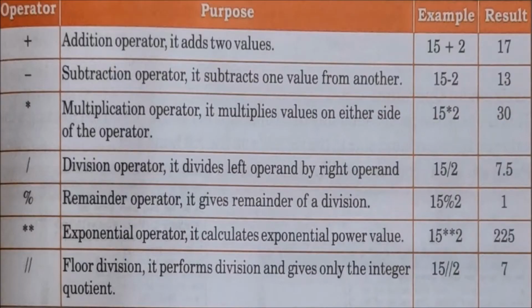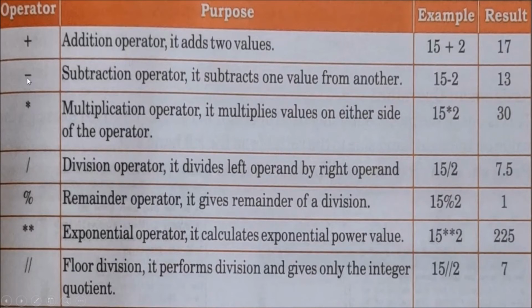These are different types of binary operators. Here two types of operands are given to you in the example. If you see in the example, it is 15 plus 2. The first operator is addition and it is used to add two values. So 15 is an operand, plus we have used the plus operator, the add operator, and this is the next operand. So 15 plus 2 comes to 17.